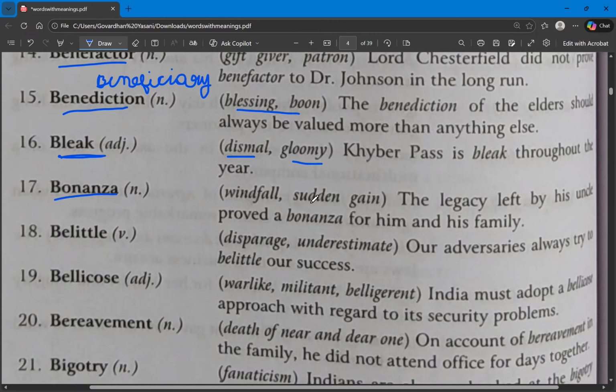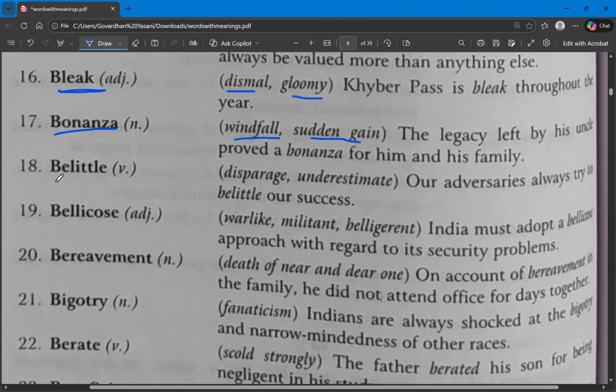Next one, bonanza. Bonanza means sudden gain. So during festivals and so on, we get bonanzas. So that means windfall or sudden gain. The next one is belittle. Belittle means making someone feel little of themselves in public. So it's like underestimating someone, disparaging someone. So these are the meanings for belittle.